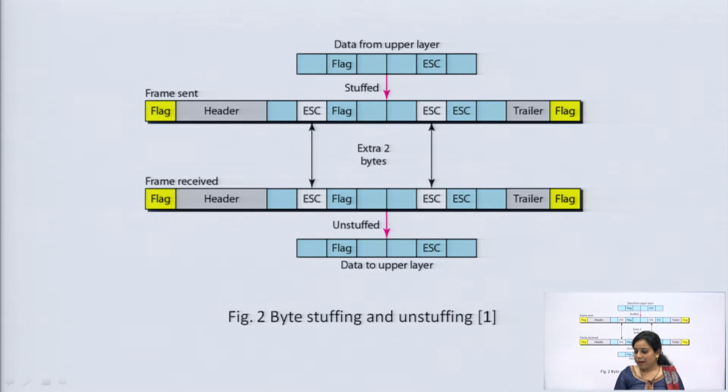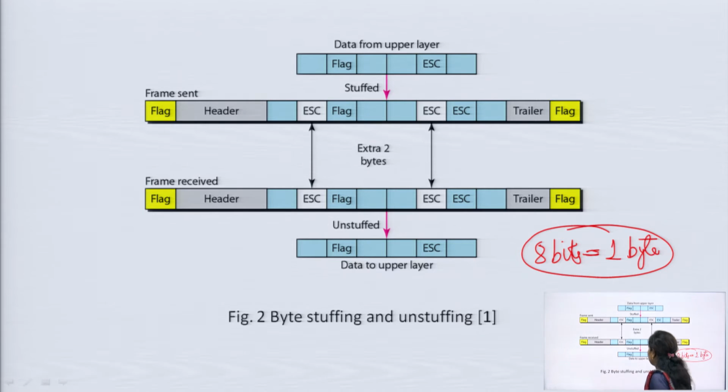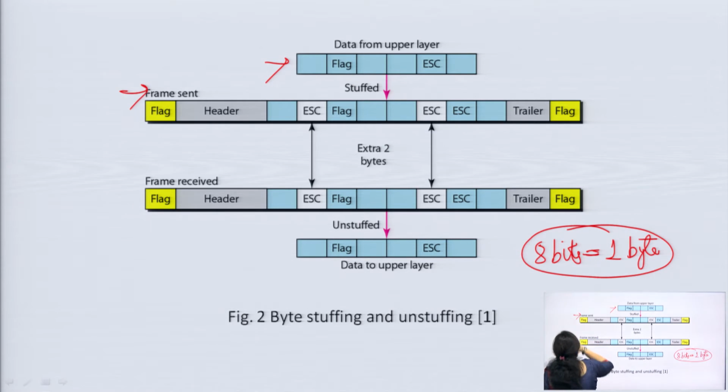Next is byte stuffing and unstuffing. What is byte stuffing? First thing is that 8 bits is equal to 1 byte of information. So, data from the upper layer will be received in here, which is the flag followed by this ESC. Then you have to stuff the byte. So, the byte will be stuffed at the sender side when the frame is formed, means you can see the frame sent, this is the frame that you have to send.